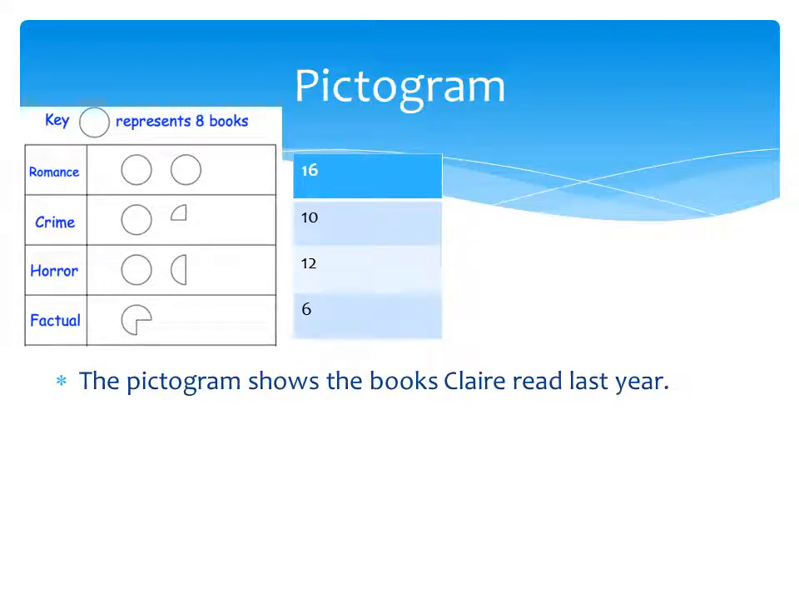A full circle and a quarter of the circle. A quarter of the circle will be 8 divided by 4, so 2. So we have 8 and 2 gives me 10 books for crime. 8 and 4 for the half circle will be 12 for horror books, and 3 quarters of the circle means 6 because half of the circle is 4 and a quarter is 2, so the total is 6 books for factual.